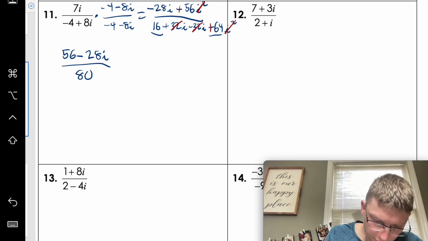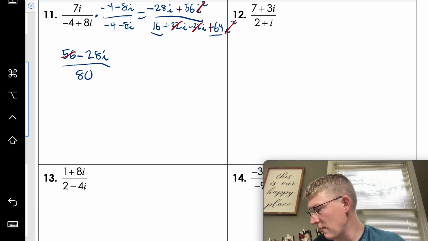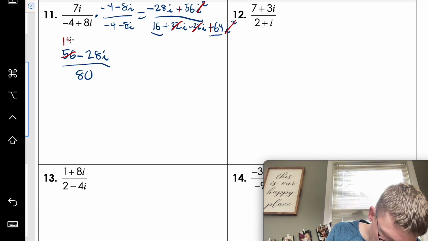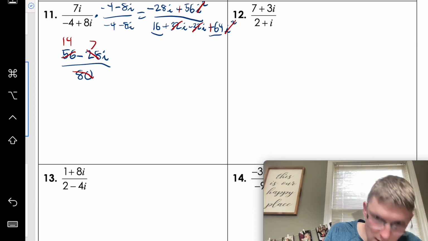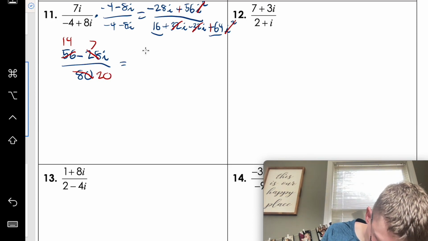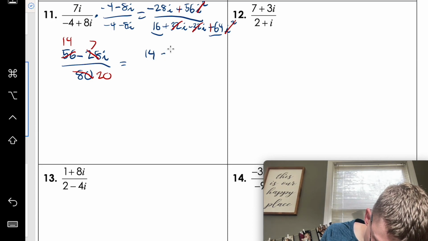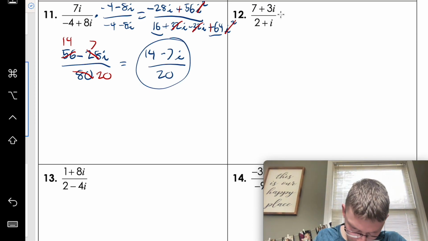So when we pull the 4 out, 56 divided by 4. Yeah, we can do that. 14, 28 divided by 4 is 7. And then we've got 20. So what do we have left over? 14 minus 7i over 20. So then number 12, our complex conjugate is going to be 2 minus i, 2 minus i.